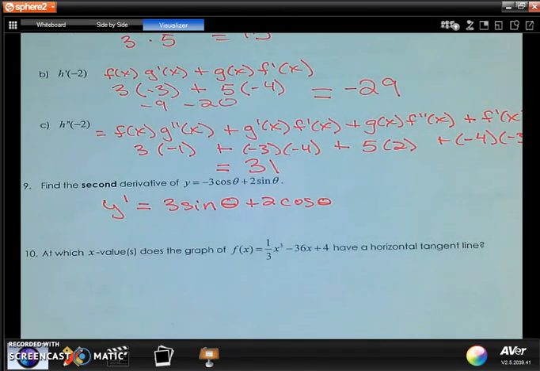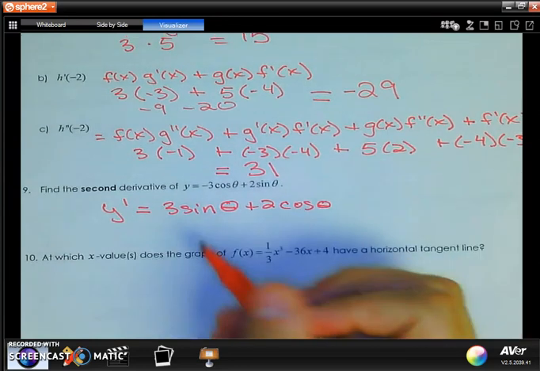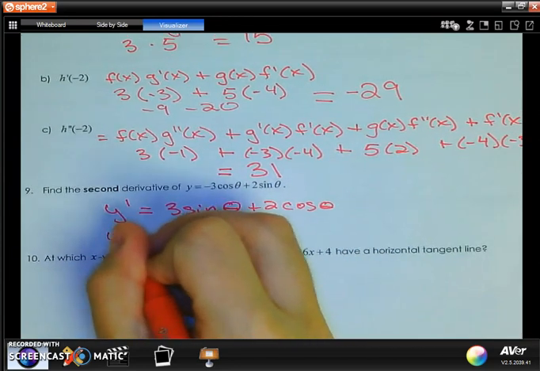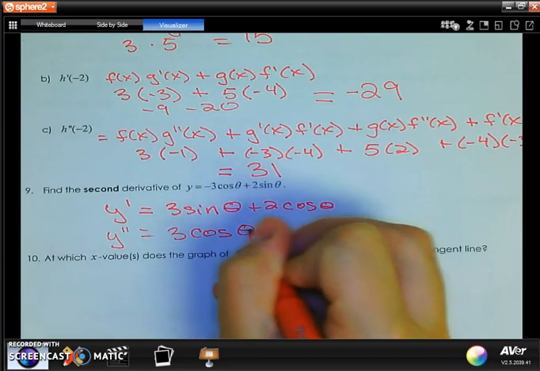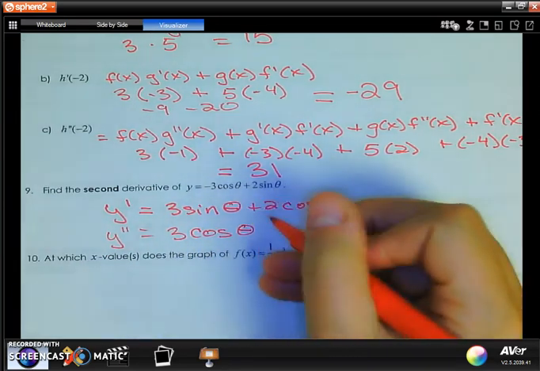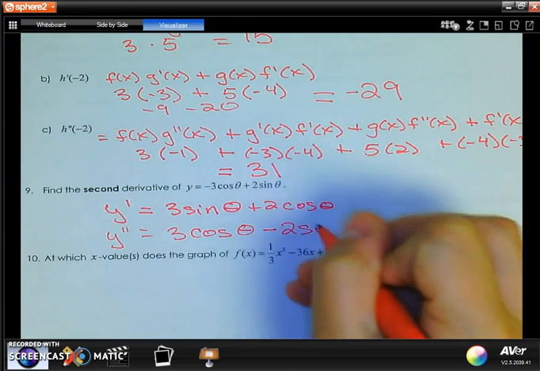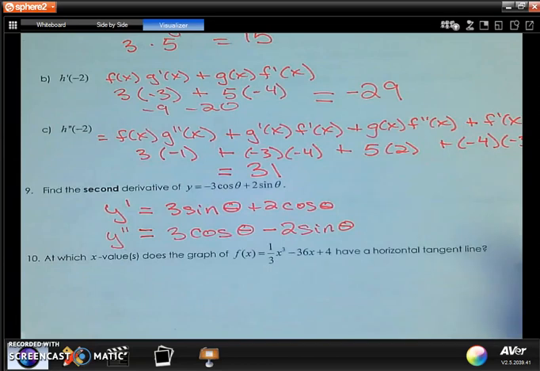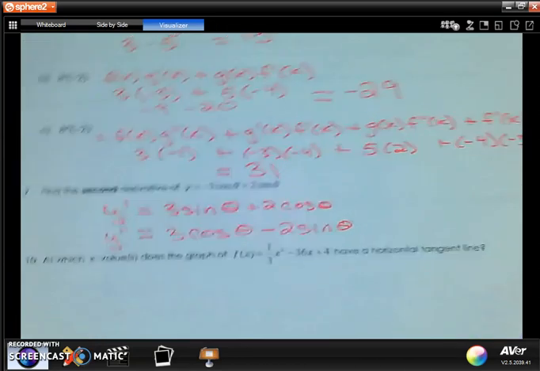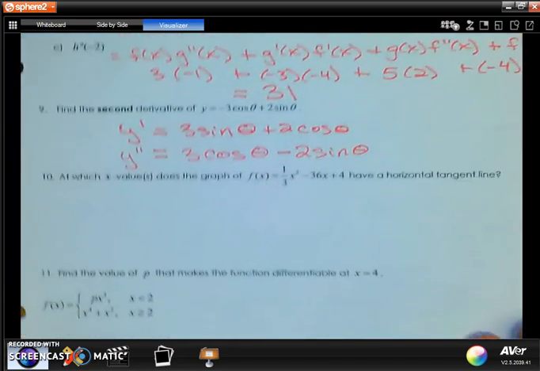And now we are going to take the derivative of that. So, let's see, the derivative of sine is cos. So it's just going to be 3 cos theta. And the derivative of cos is negative sine, so it'll be -2 sine theta. Notice that there was no chain rule or anything on this because there's no parentheses around this, so you don't have any chain rule there. Let me just scooch this up.